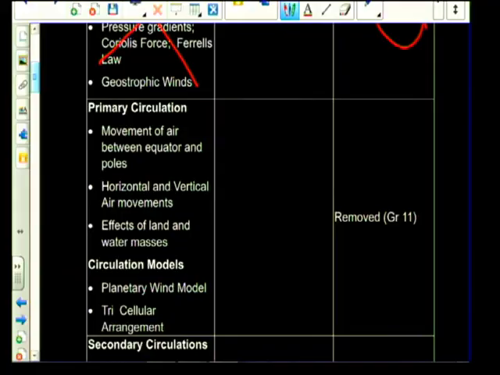Primary circulation, the movement of air between the equator and the poles, horizontal and vertical air movements, effects of land and water masses, circulation models like the planetary wind model and the tricellular model, which is important. Your basis to climate and weather is understanding your movement between high and low pressure.